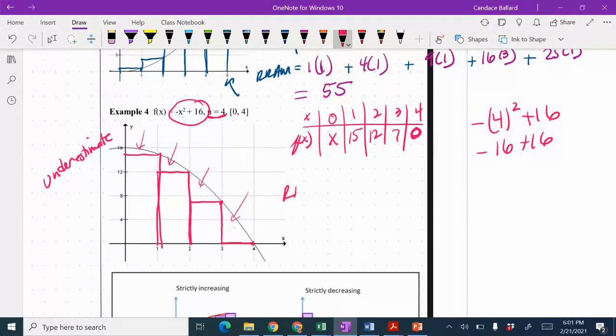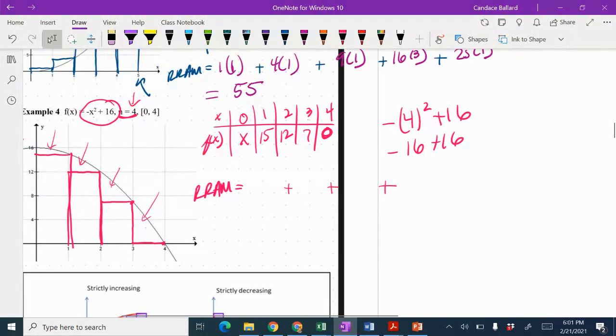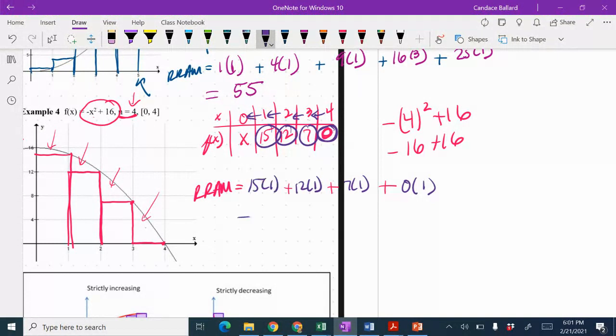All right, I'm going to do my RRAM. And I'm going to set up for 4 subintervals. So 1, 2, 3, so there's 4 spaces. And again, I like starting from the right side. So if I'm going from the right, I start from the right. So my height is 0. My distance in between is going to be 1. My height is 7. My distance in between is going to be 1. My height is 12. My distance in between is going to be 1. My height is 15. My distance in between is going to be 1. When I add that up and multiply it all out, I end up with 34.